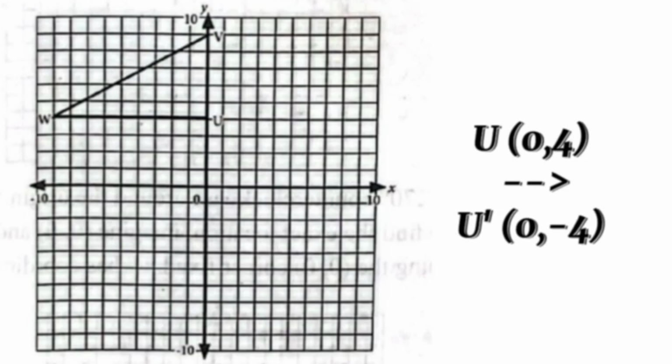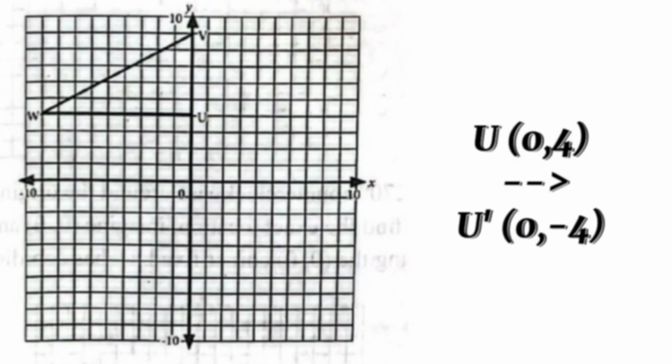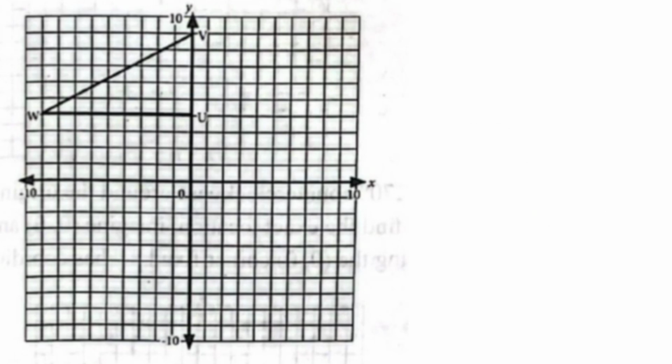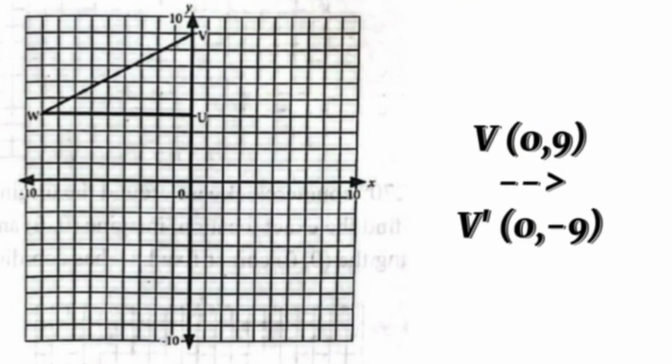The current coordinates of point U is 0, 4. If we rotate it 180 degrees counterclockwise around the origin, the point will move from the positive y-axis to the negative y-axis. Now, the point U will have the coordinates of 0, negative 4. Next, the current coordinates of point V is 0, 9. If we rotate it 180 degrees counterclockwise around the origin, the point will move from the positive y-axis to the negative y-axis. Now, the point V will have the coordinates of 0, negative 9.